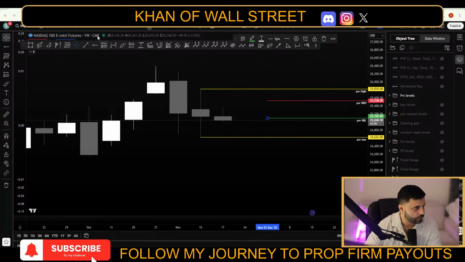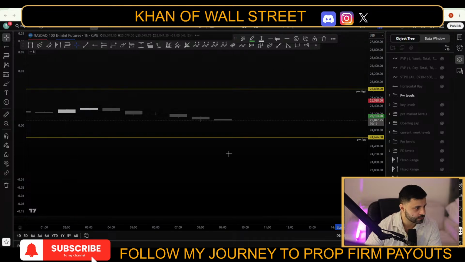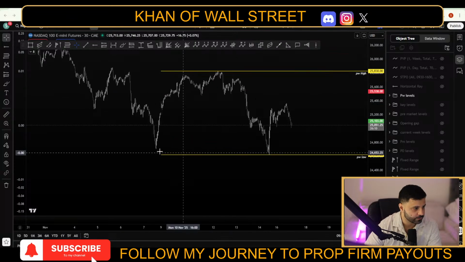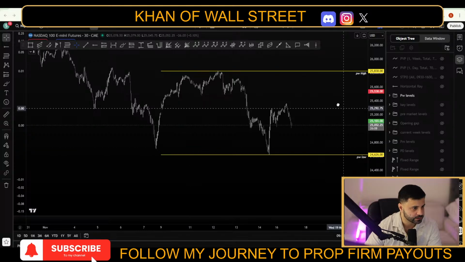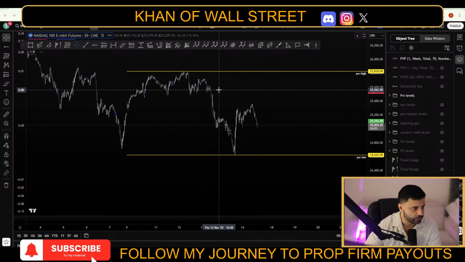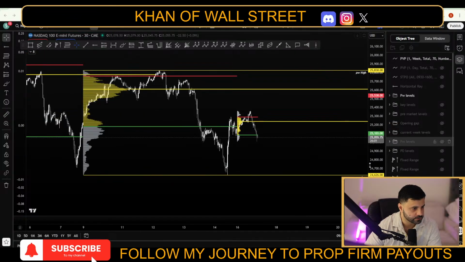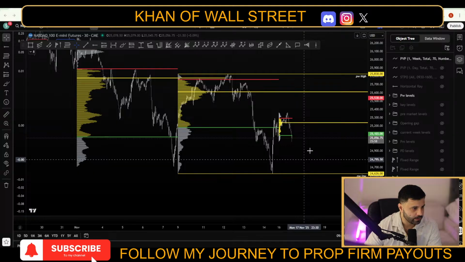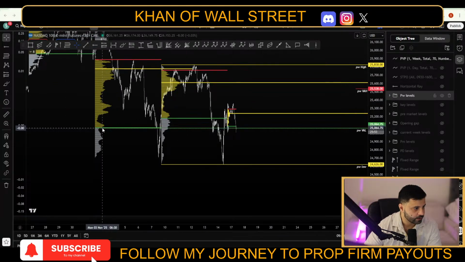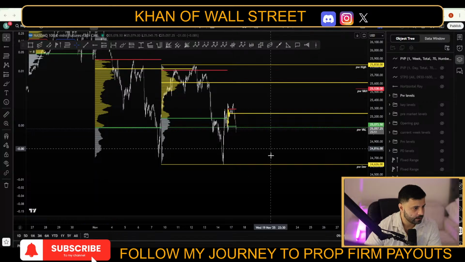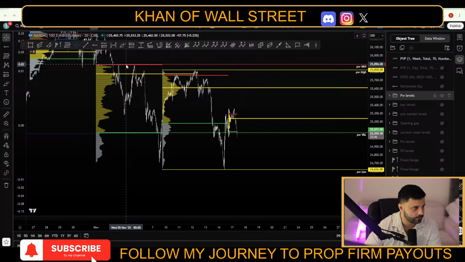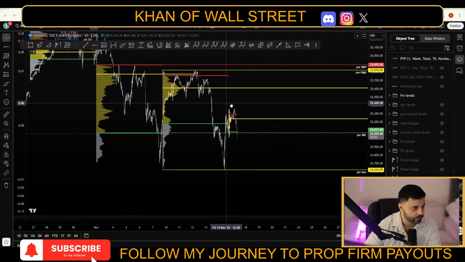Now I'll bring it over to the 30-minute chart, and you can see this was our previous week range from last week. So I'll turn on the volume profile, and that will give me my levels. This is where I get my levels from. This is the previous week value area low. This is the previous week value area high.